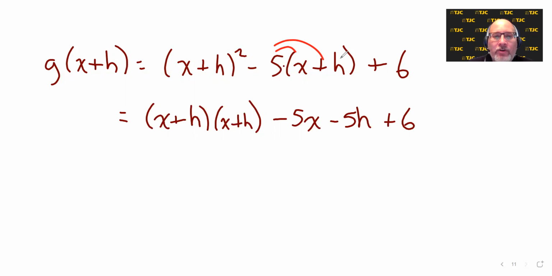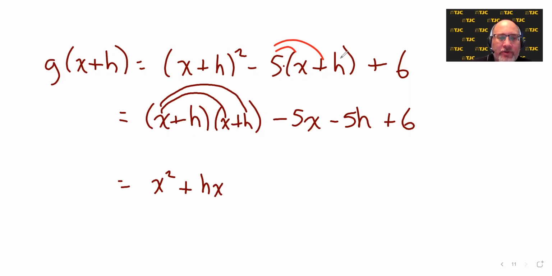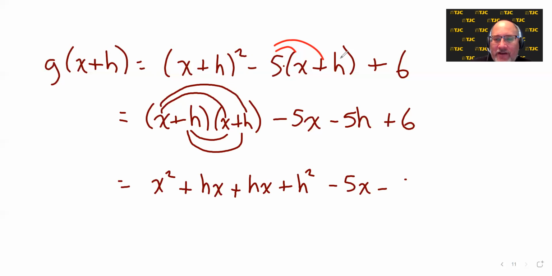Now, what do we do about the first 2 parentheses? Well, in a word, FOIL. First, x times x is x squared. Outside, x times positive h is positive hx. It doesn't matter what order you put them in, but when I have letters next to each other, I like to put them in alphabetical order if I can. The inside part of FOIL is positive h times x, which is also positive hx. And the last part of FOIL is positive h times positive h, which is positive h squared. And then all the other pieces that followed: the minus 5x, the minus 5h, and the plus 6.